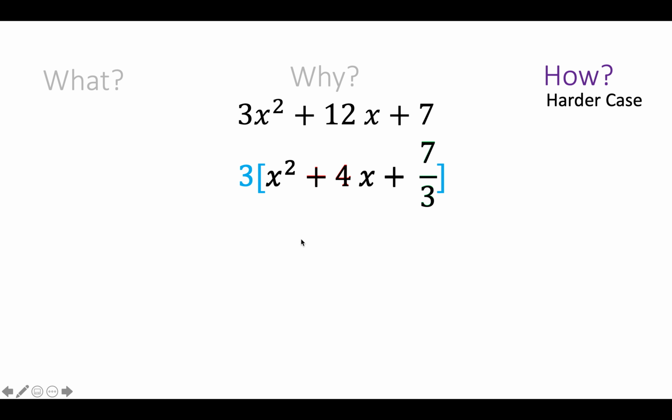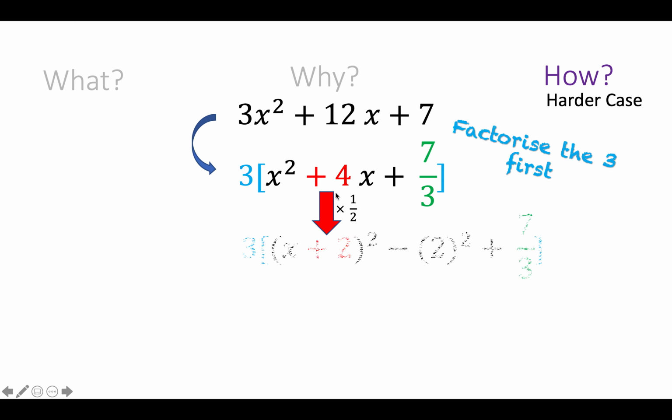For the harder case, there's a number in front of the x squared. So we put that number on the outside of square brackets and factorise into square brackets. It's important that I use square brackets here instead of round brackets, so it doesn't get too confusing when I use different types of brackets later. Once we've done that, we can complete the square as before.